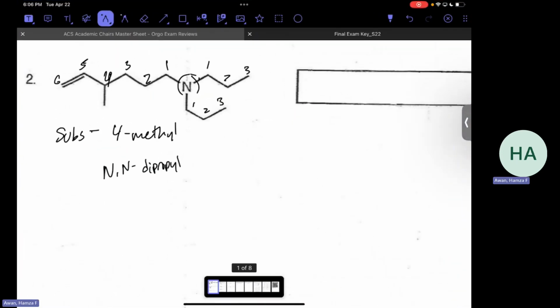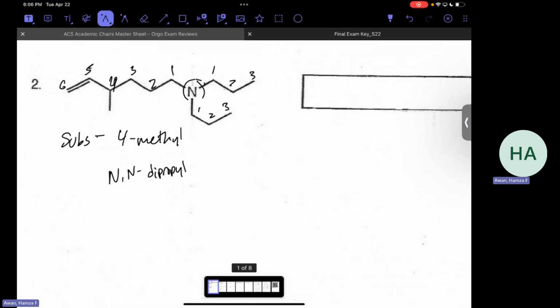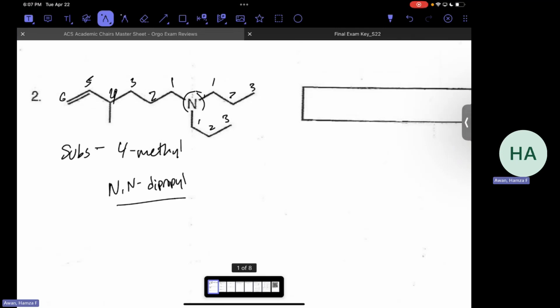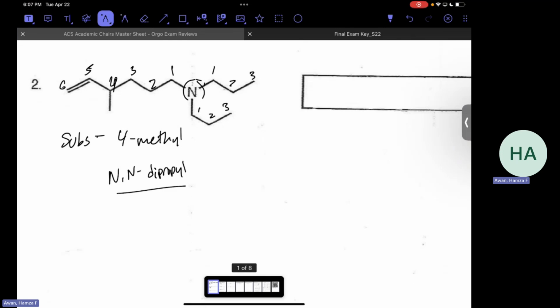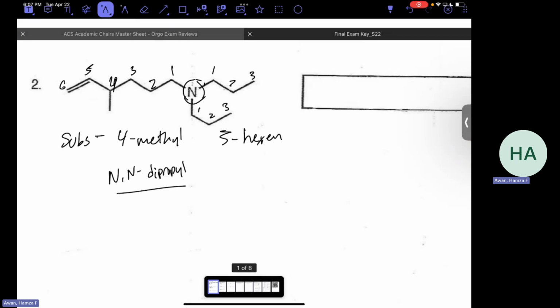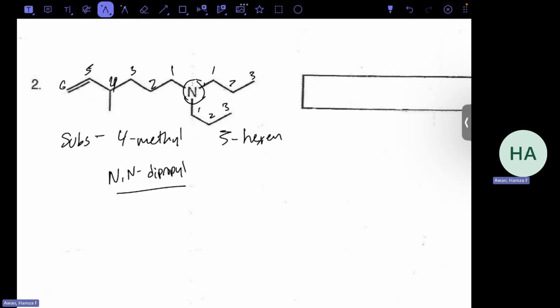All right. So N,N-dipropyl, and that will be our substituent naming. And now for our parent chain, we have a 6-carbon chain, so hexene. And remember, we have to denote where the double bond is, so we'll put 5-hexene, right? And then we also have to show that it's an amine as part of the parent chain. So that's going to be 5-hexene, and then we'll add amine at the end.